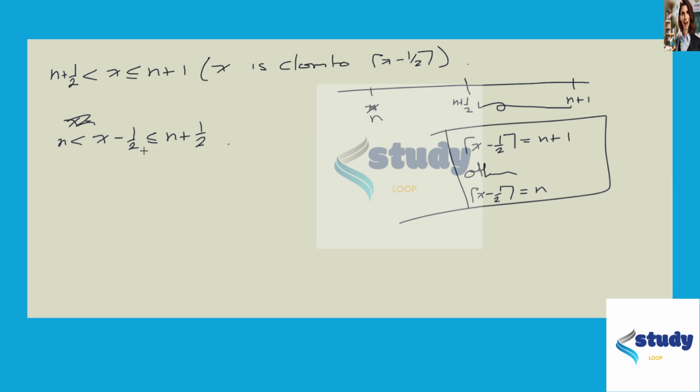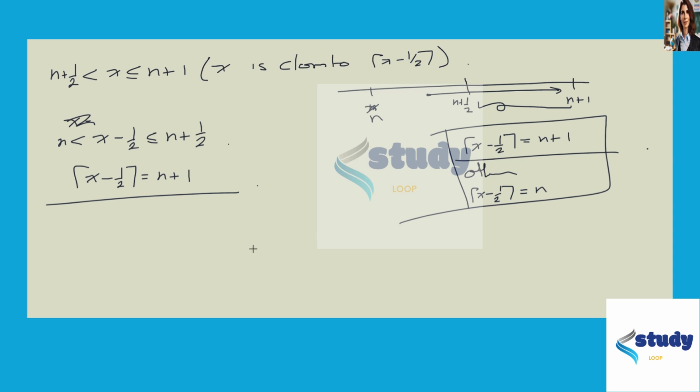Then by definition of ceiling, we'll take n plus 1 because x minus a half is less than n plus 1 over 2. So x is going to be somewhere over here, and we'll take the ceiling of it, so we'll take n plus 1. So ceiling of x minus a half is equal to n plus 1. So we've proven the first result.